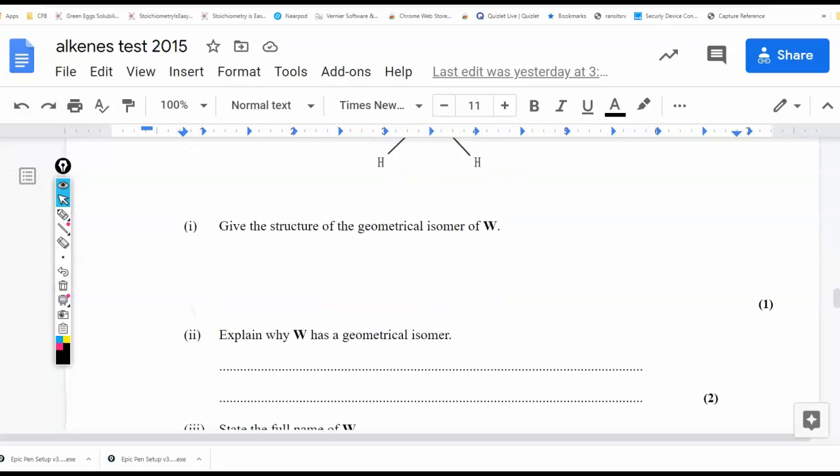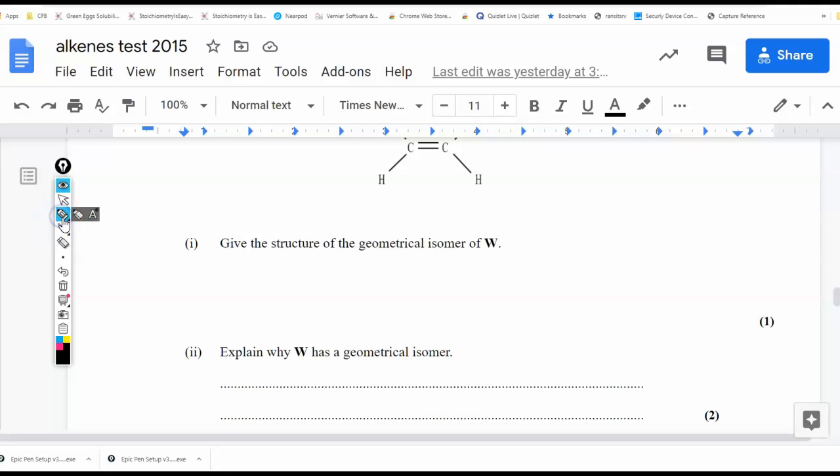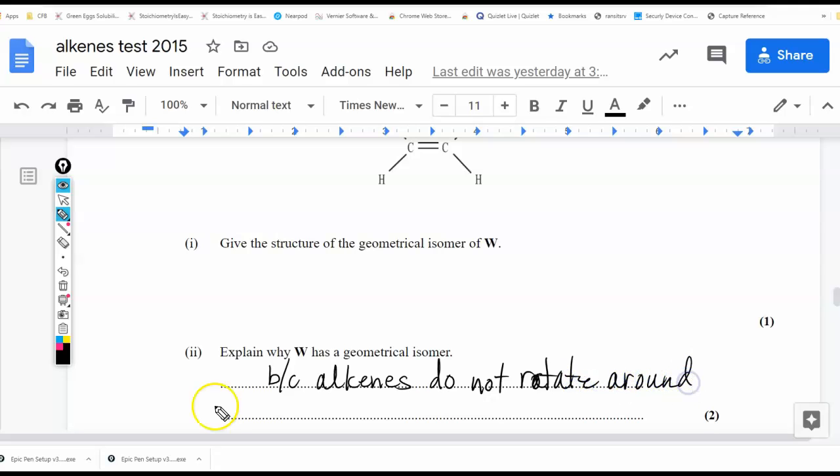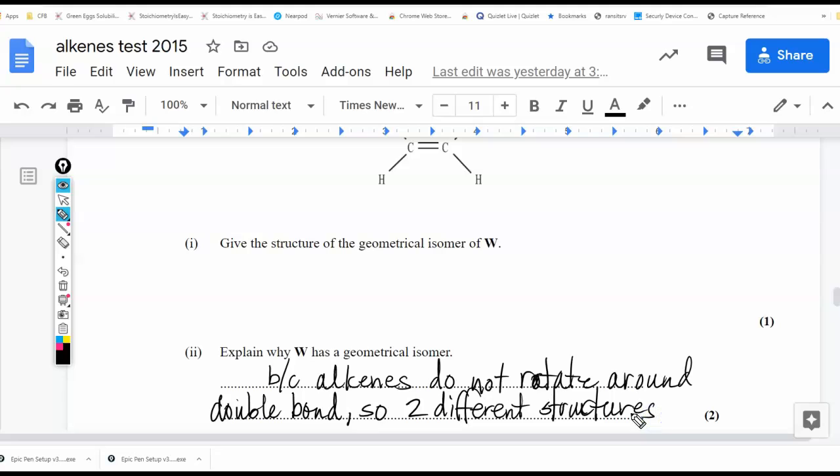Okay, explain why W has a geometric isomer. And why does it have a geometric isomer? Because alkenes do not rotate around the double bond, so two different structures are possible. All right, so there's that. And that's basically what that's getting to.